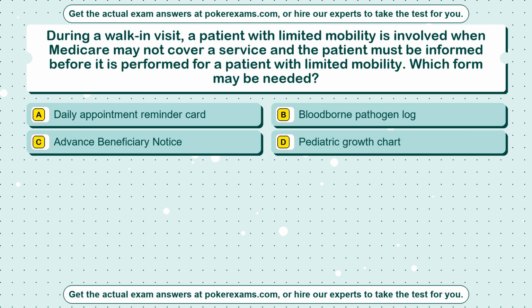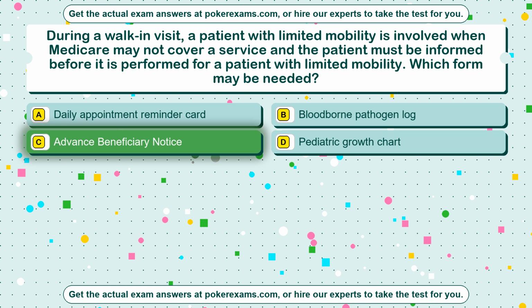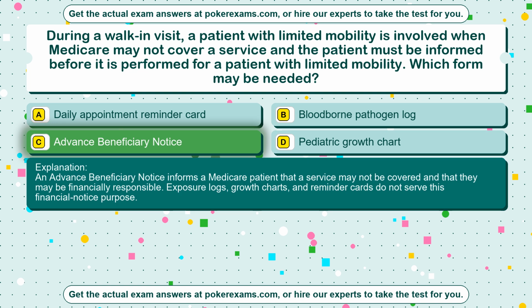Question 50. During a walk-in visit, a patient with limited mobility is involved when Medicare may not cover a service and the patient must be informed before it is performed. Which form may be needed? Option A, daily appointment reminder card. Option B, blood-borne pathogen log. Option C, the advance beneficiary notice. Option D, pediatric growth chart. The correct answer is option C, advance beneficiary notice. An advance beneficiary notice informs a Medicare patient that a service may not be covered and that they may be financially responsible. Exposure logs, growth charts, and reminder cards do not serve this financial notice purpose.